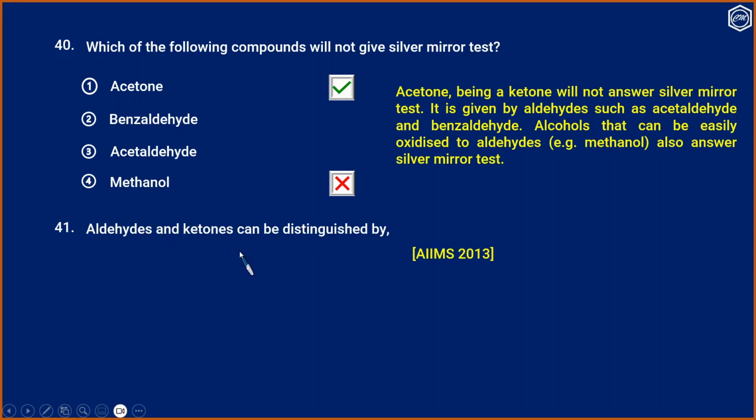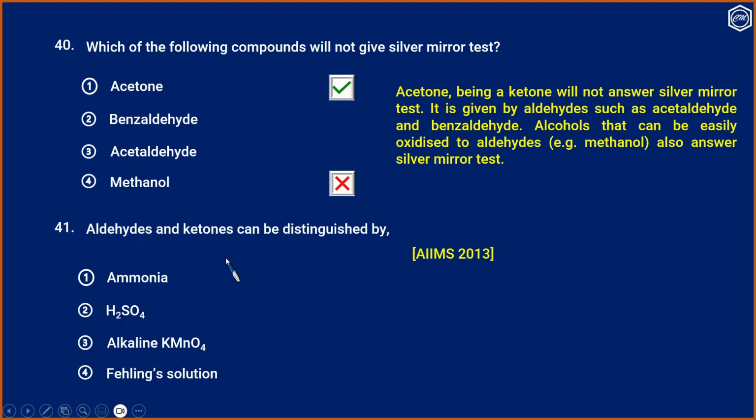Aldehydes and ketones can be distinguished by: 1. Ammonia, 2. Sulfuric acid, 3. Alkaline KMnO4, 4. Fehling's solution. Ketones will not answer the Fehling's test. So option 4 is the correct one.